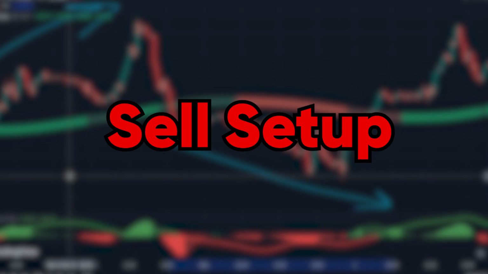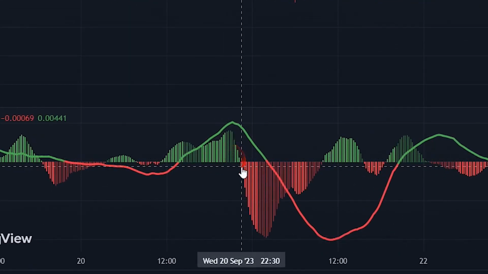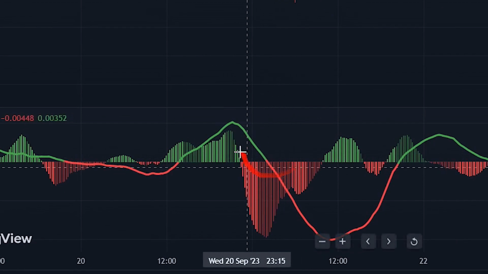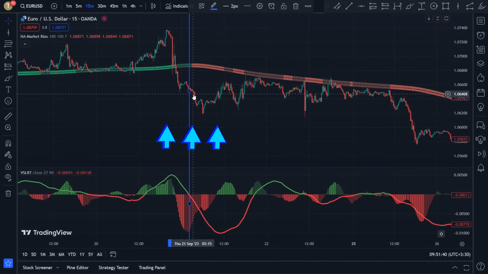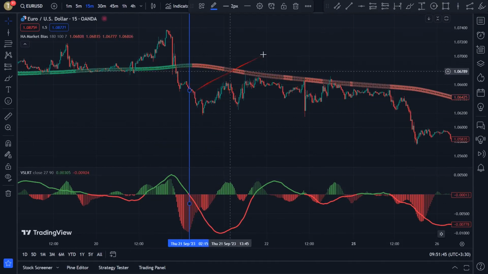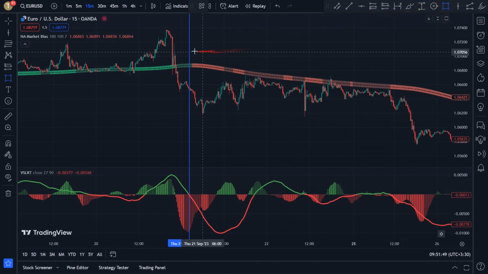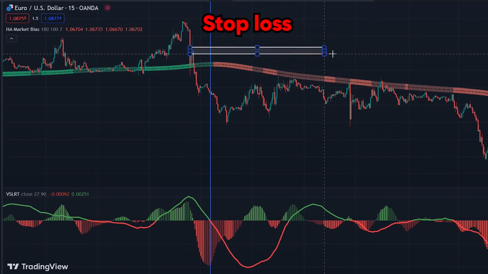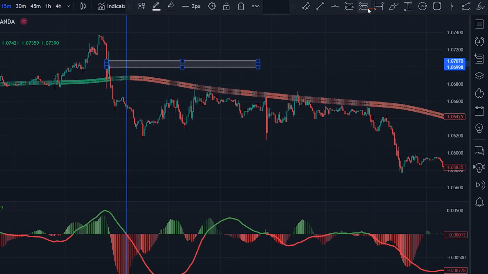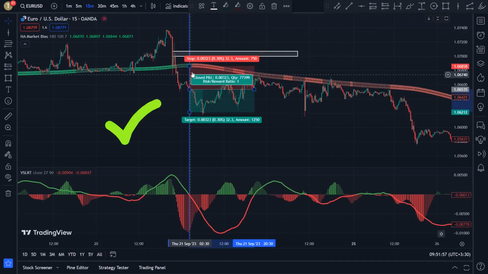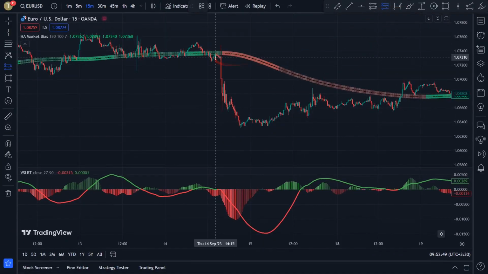Sell setup. When the VSLR indicator shows a change in color from green to red and the VSLR trend line also shows this change, and here the candles were below the market bias line, we understand that we are in a downtrend and can place a sell order here. Set your stop loss above the previous high of the market. Let's look at a few examples to fully understand this strategy.